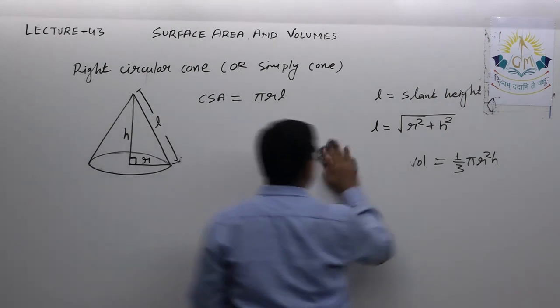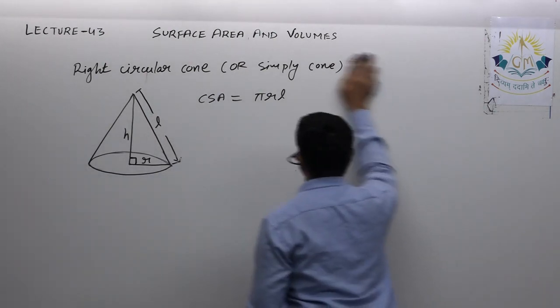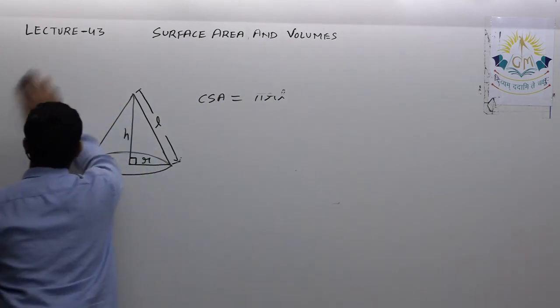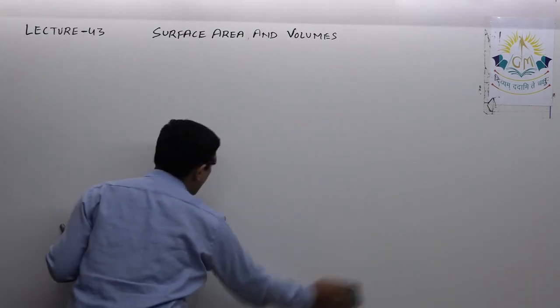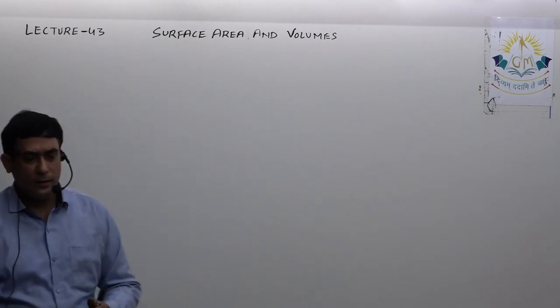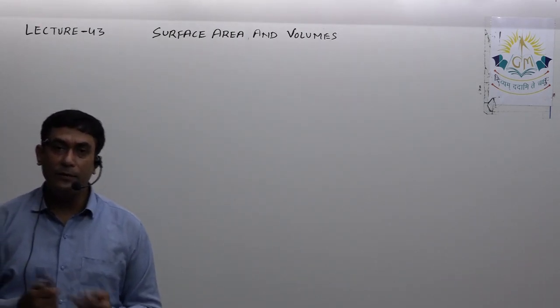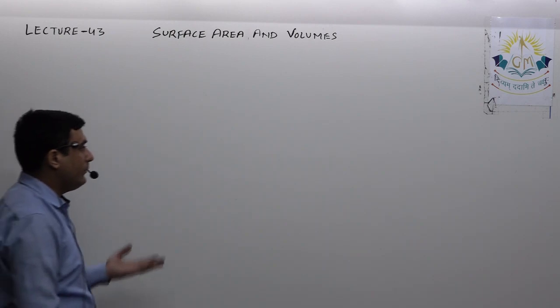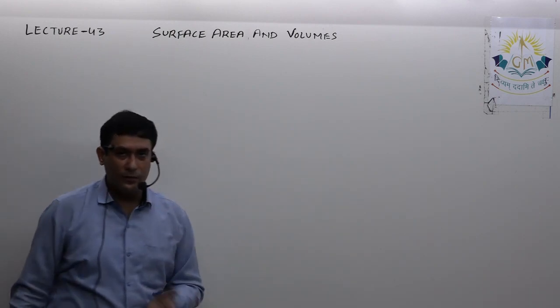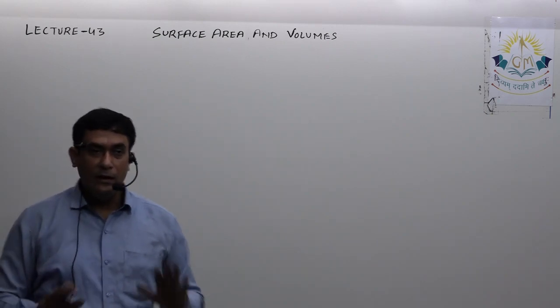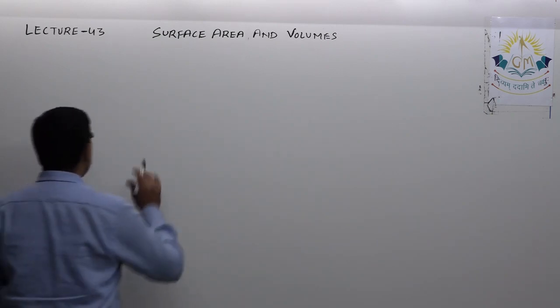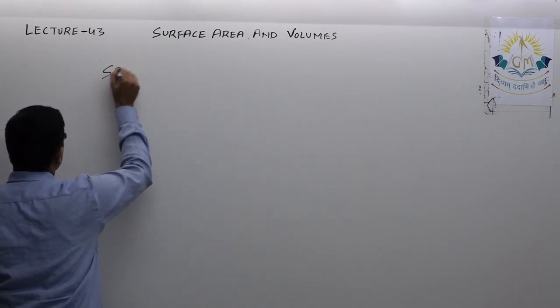Okay, now we will see next is sphere. Till now we saw curved surface area, total surface area, and volume. Because till now whatever surfaces we had, there were two types of surface: definitely one flat surface and a curved surface as well. But in a sphere you will find there isn't any flat surface. It has only one surface, that is curved.